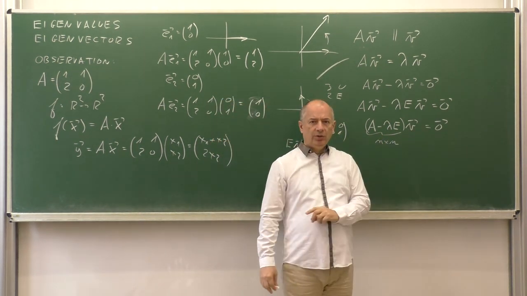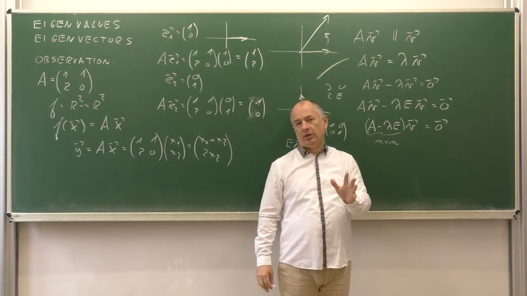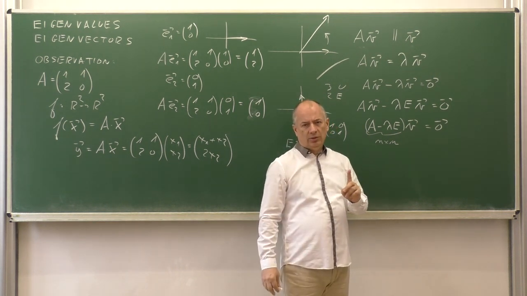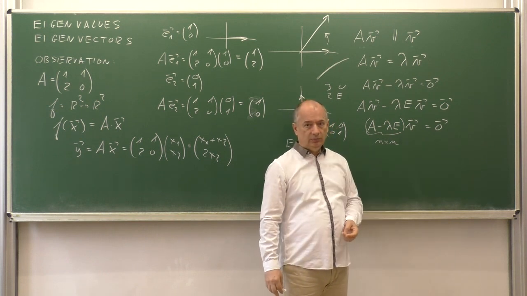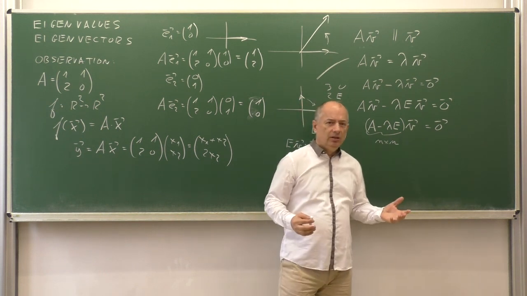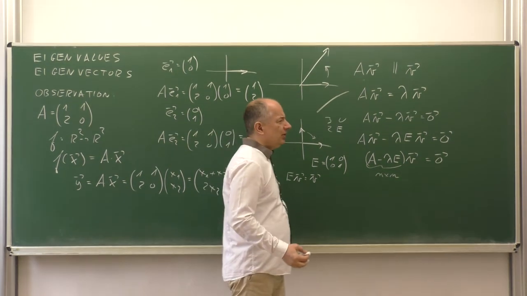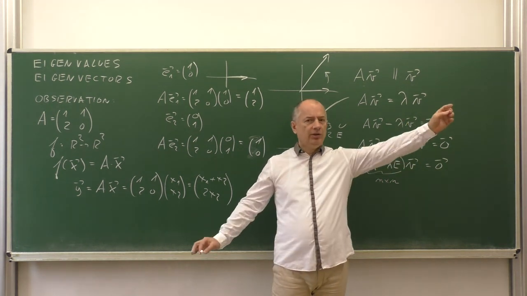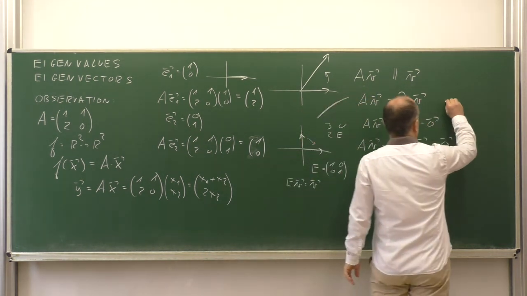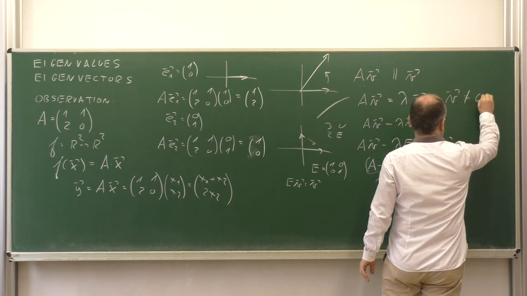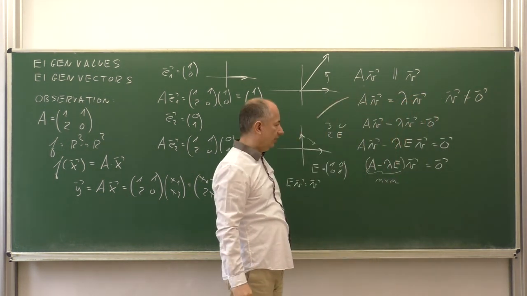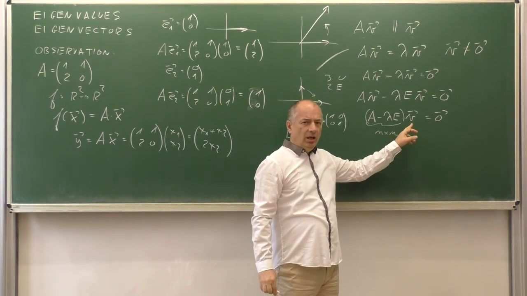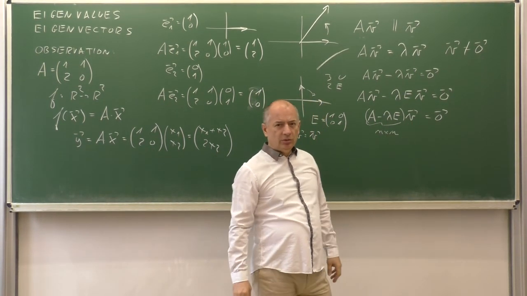Matrix times vector should be 0. We've seen this case already several times. This has always one solution, namely V is 0. But this is trivial, this is not interesting. 0 here, 0 here. 0 vector defines no direction. So we want some non-zero vector. That will be much more interesting. Matrix times V is 0, and this should have some non-zero solution.